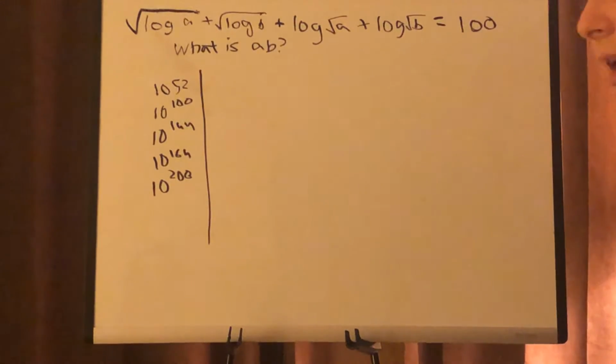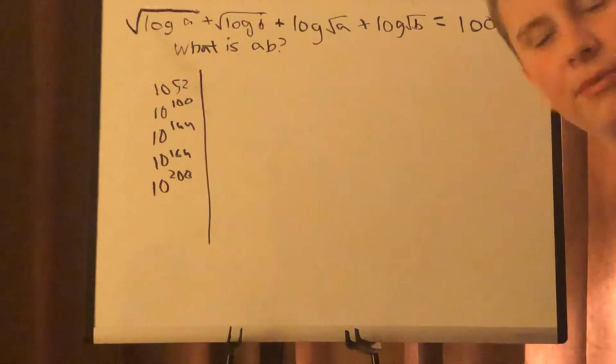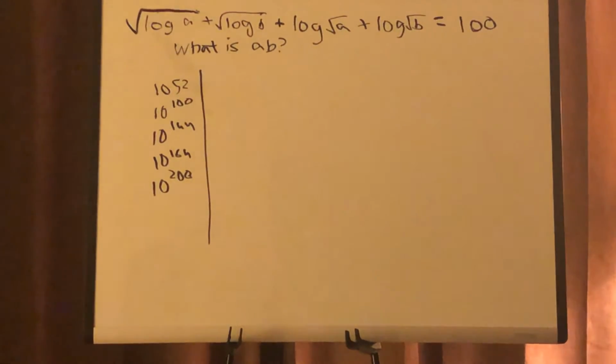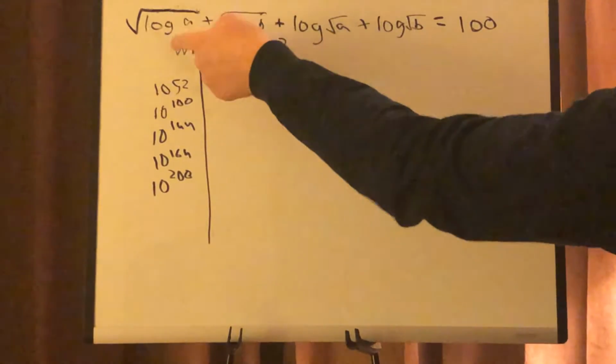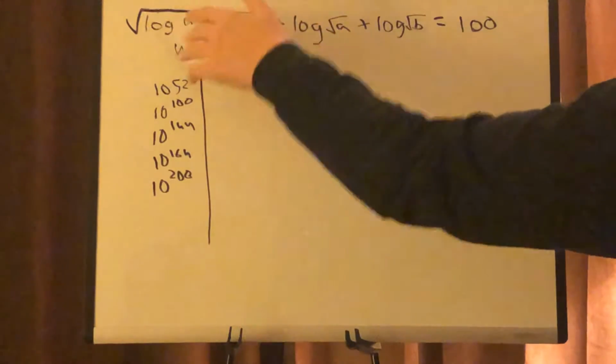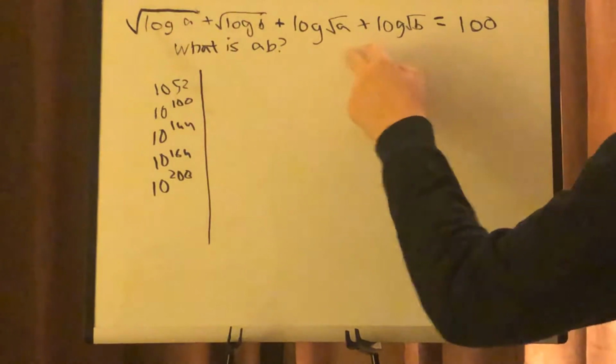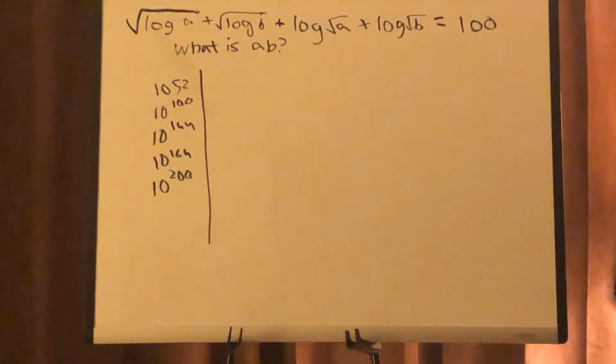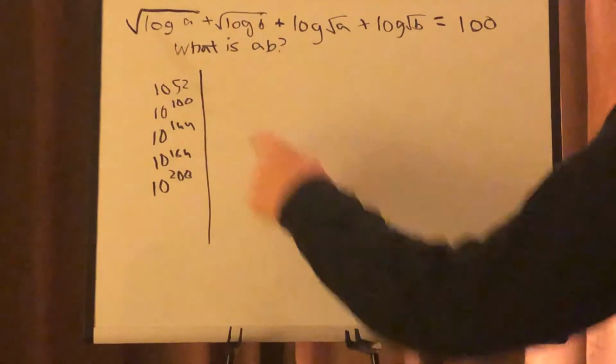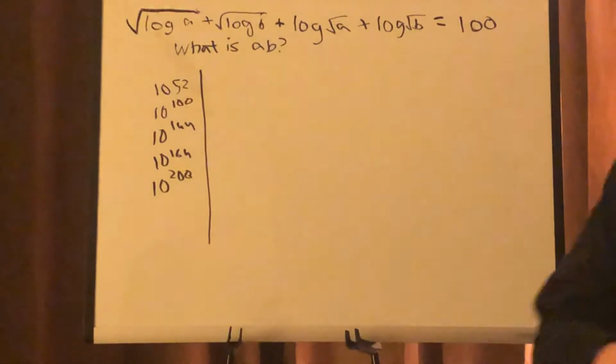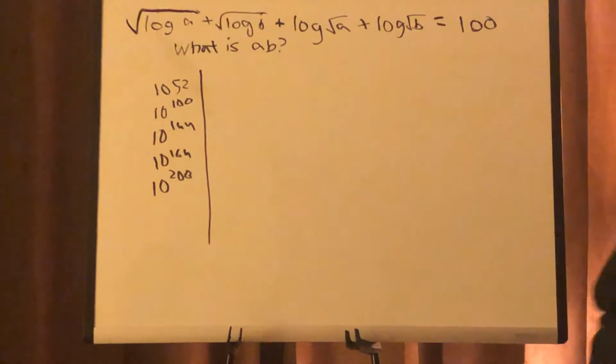This is an AMC problem. This is AMC 2019 12A, problem number 15. Deals with logarithms. This is a really fun problem. I love this problem, so let's get straight into it. This says log A plus root log A plus root log B plus log root A plus log root B equals 100. And these are our 5 answers we can choose from.